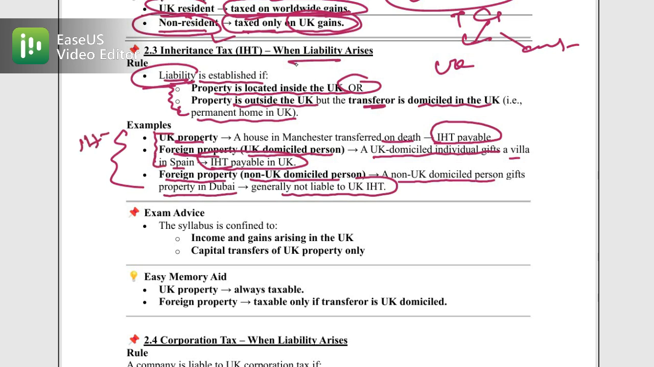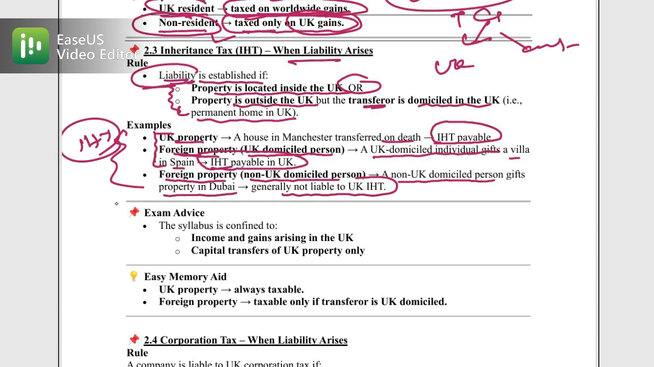The first case is that the property is in the UK and it is transferred, then definitely the liability will arise and you will have to pay it in the form of IHT. And if the property is outside the UK, but the person who transferred that property is a UK domiciled person, then he has to pay IHT on that transfer. Fine.